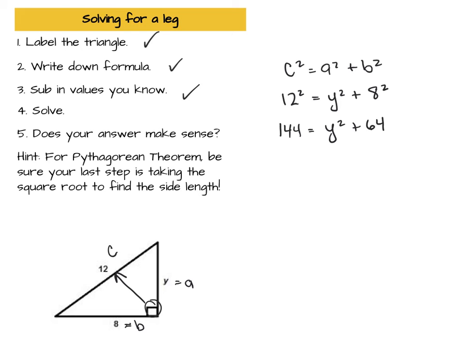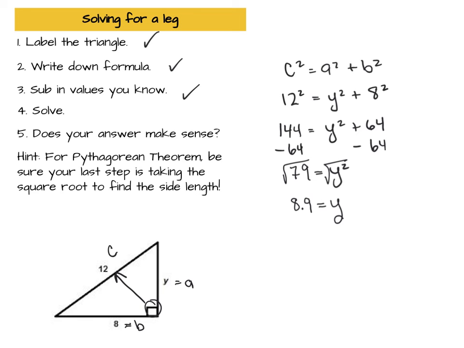And bringing that algebra skill in, we're going to have to subtract, leaving us with a value of y squared equal to 79. And we know that's the square, so we have to take the square root to figure out our side length, which gives us an answer of 8 and 9/10.